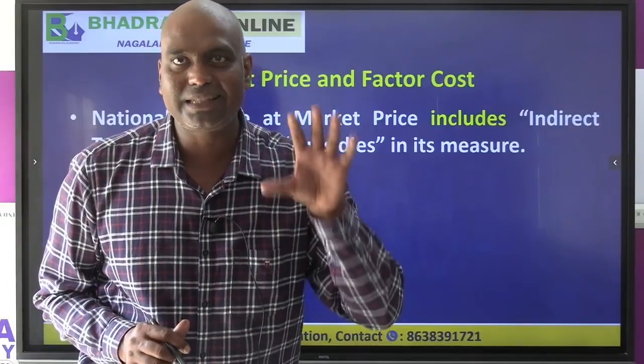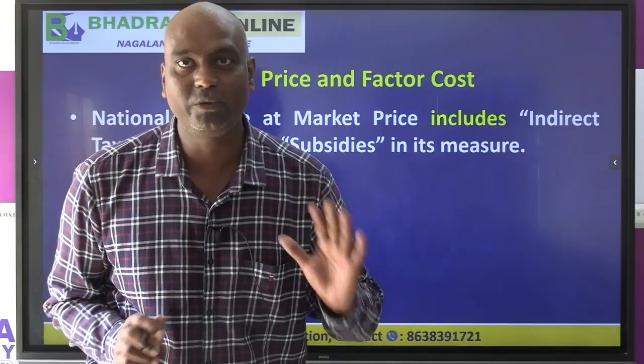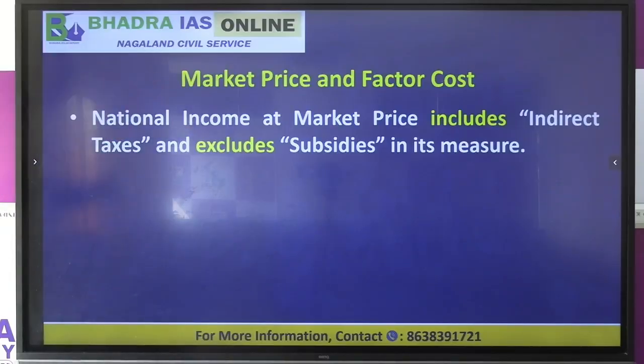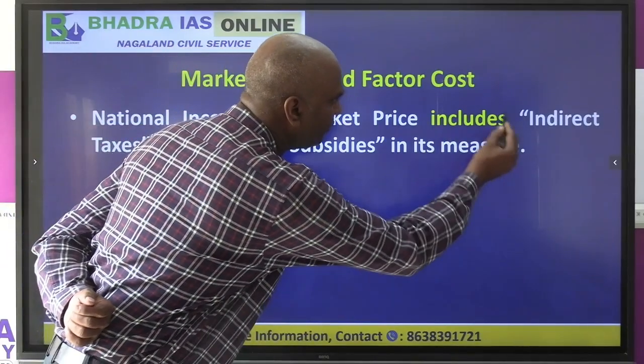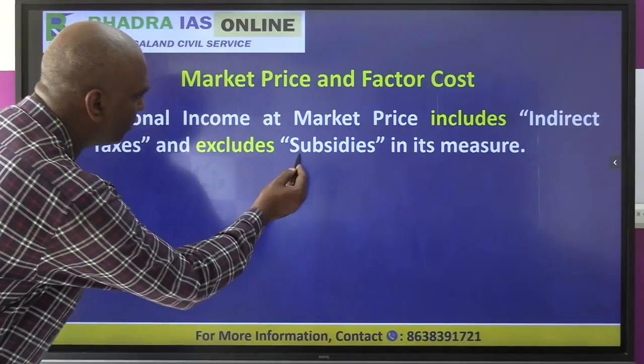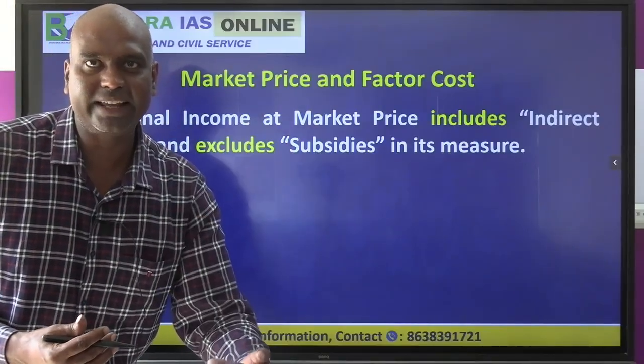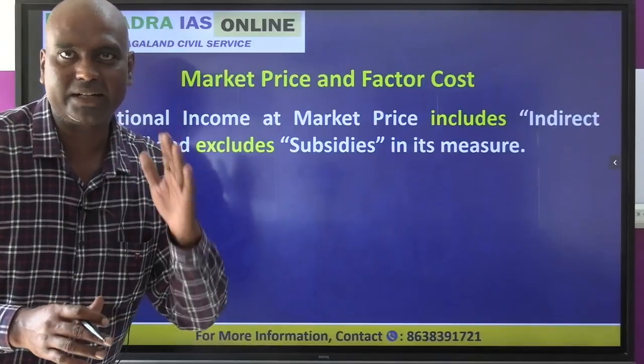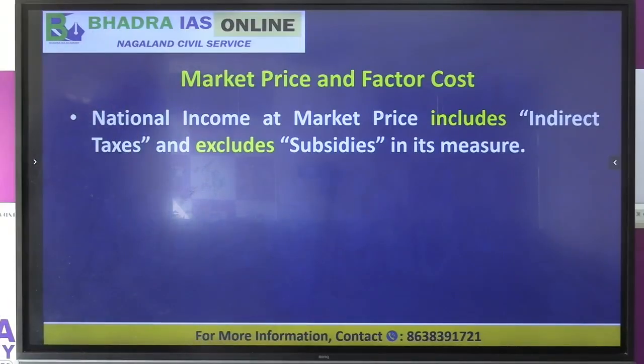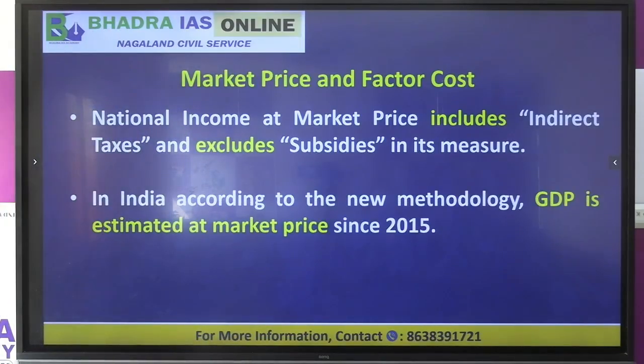So when GDP is estimated at market price, what do we do? We add the indirect taxes, and we exclude, minus, subsidy. So adding indirect taxes and minusing subsidy is called GDP at market price. Clear? Now from the exam point of view, the important thing is this one. Since 2015 in India, we have been estimating GDP at market price.